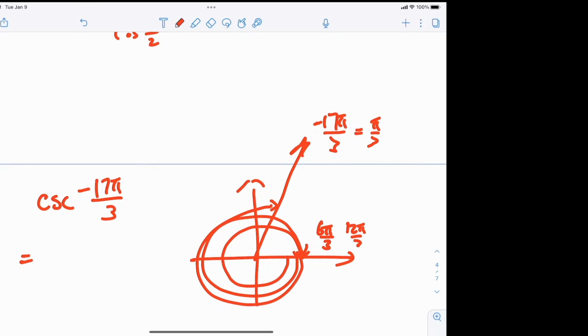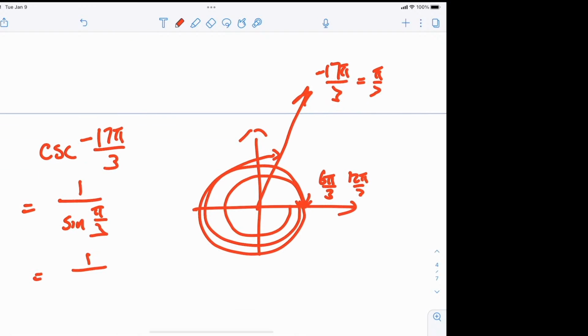So that's equal to 1 over sine of pi over 3 because that's the same location. And that's equal to 1 over square root 3 over 2. That's 2 over square root 3. If you rationalize it, it's 2 square root 3 over 3. And that's how you're going to do it.